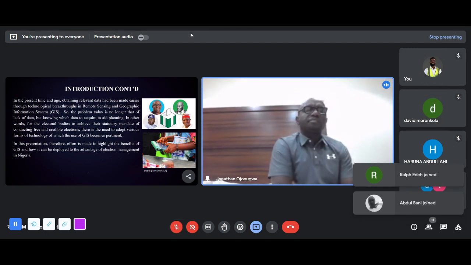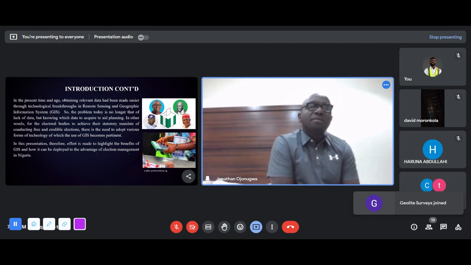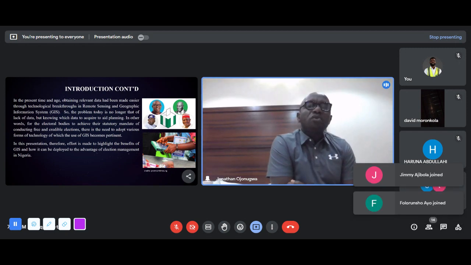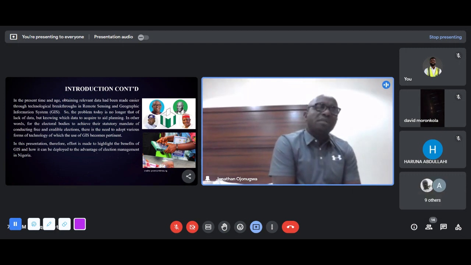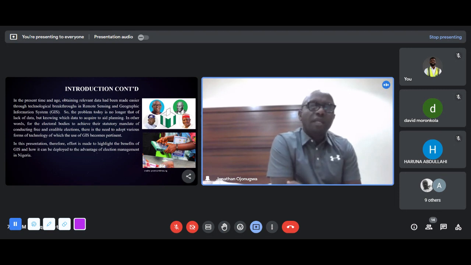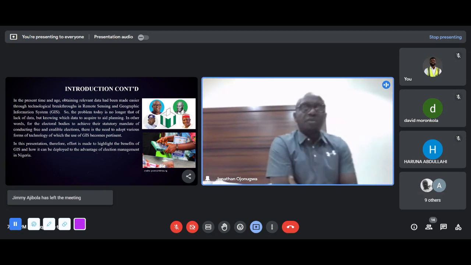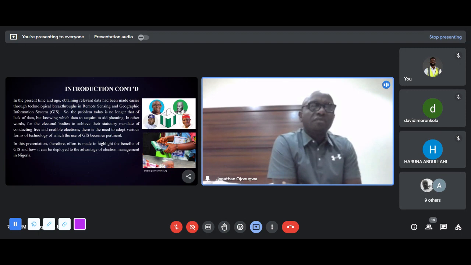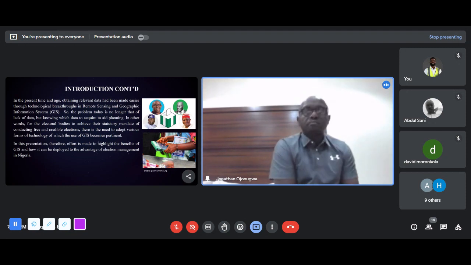Introduction continued. In the present time and age, obtaining relevant data has been made easier through technological breakthrough in remote sensing and GIS. So the problem today is no longer that of lack of data, but knowing which data to acquire. In other words, for the electoral body to achieve their statutory mandate of conducting free and credible election, there is a need to adopt various forms of technologies, of which the use of GIS is pertinent. In the course of this presentation, therefore, effort will be made to highlight the benefit of GIS and how it can be deployed to the advantage of election management in Nigeria.